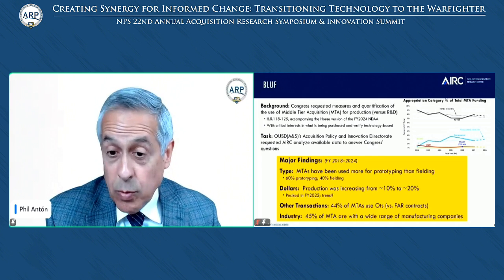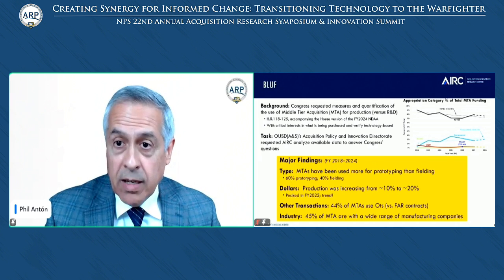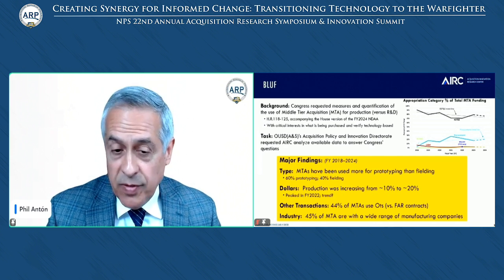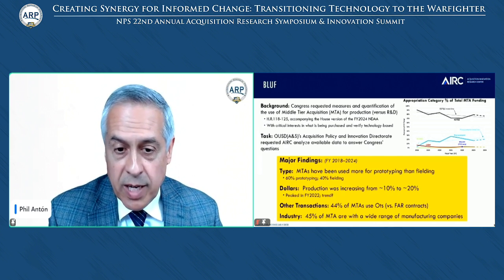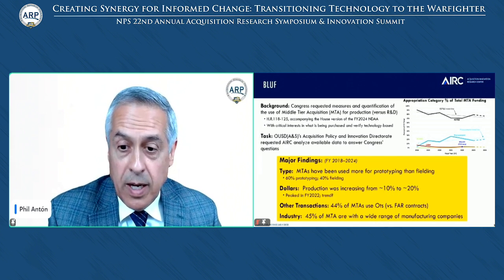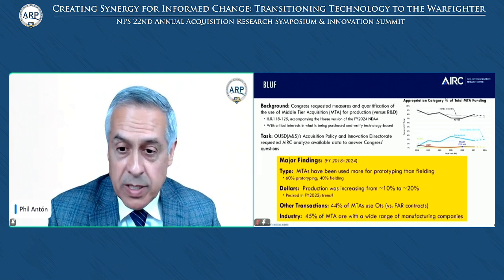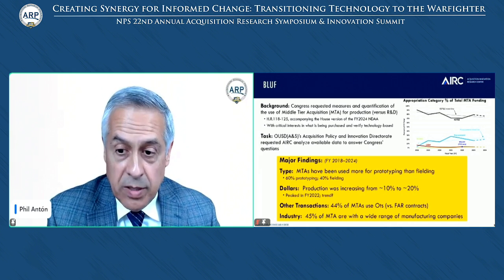Very briefly, in terms of type of capabilities, we'll provide some additional data shortly. We looked at it two different ways. So we analyzed whether MTAs were producing capabilities by the type of MTA program it was, whether it's a prototyping or a fielding program, and found that there are more prototyping programs than fielding programs in a 60-40 split. We also looked at color of money as a way to get an understanding of how much production is coming out of MTA programs. And that's actually been increasing from 10% to 20%. And we'll show you that chart.